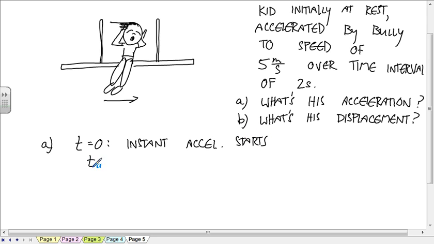And what's going to be T final? It's going to be 2 seconds. Yeah, that's as good a way to, if we know the value, you might as well put that in. But that's going to be the instant that he reaches a velocity of 5 meters per second.